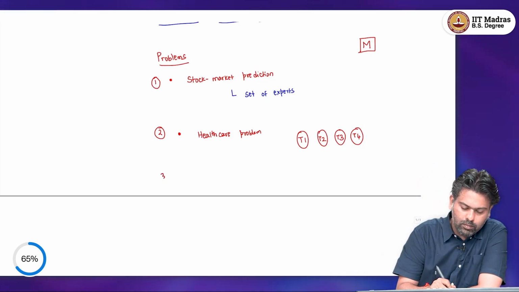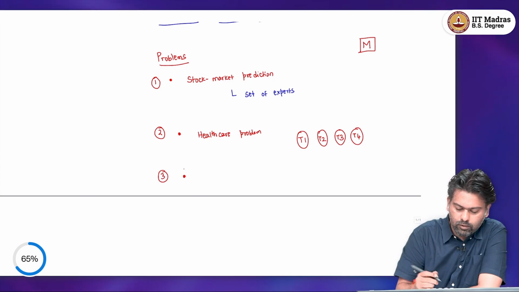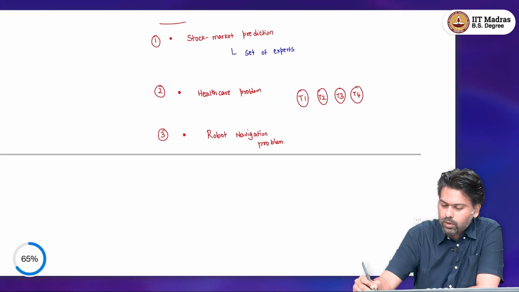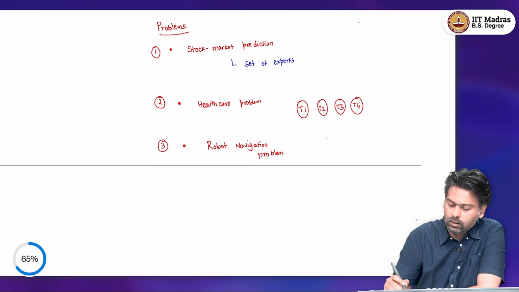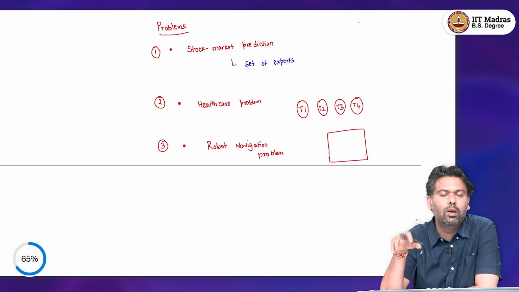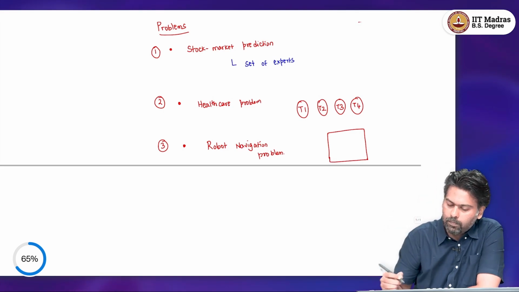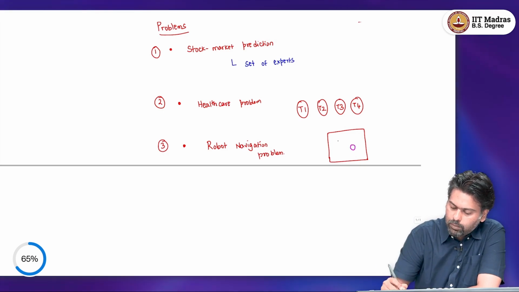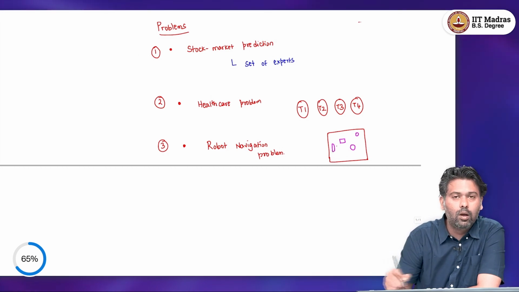Now, the third problem that I want you to consider is the following problem. This is what I am going to call a robot navigation problem. So, in this problem what you have is a grid. Let us say think of this as the floor of your house, and now there are a lot of objects of different shapes and sizes that are kept on the floor.